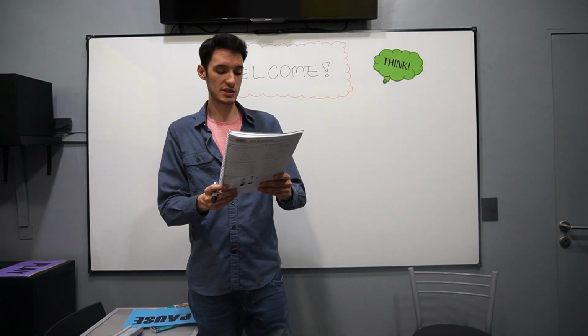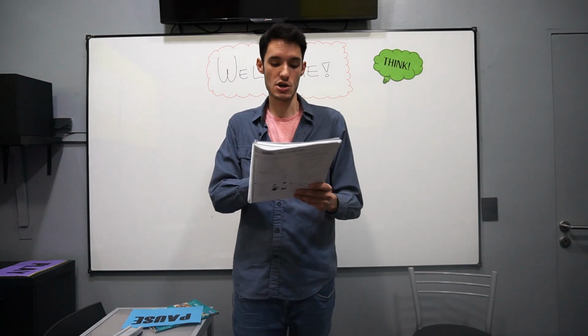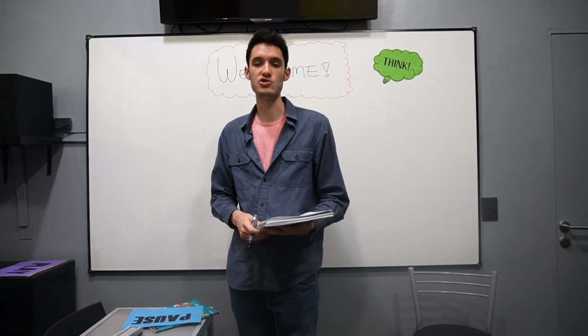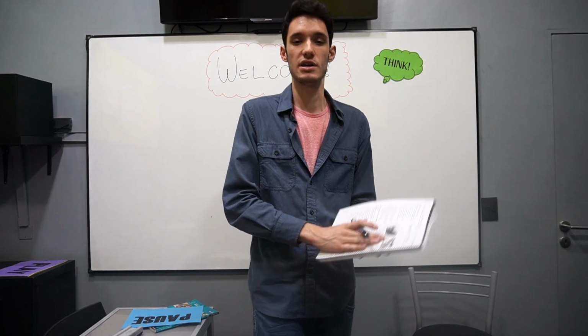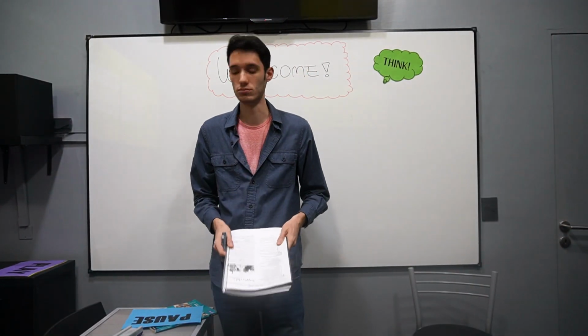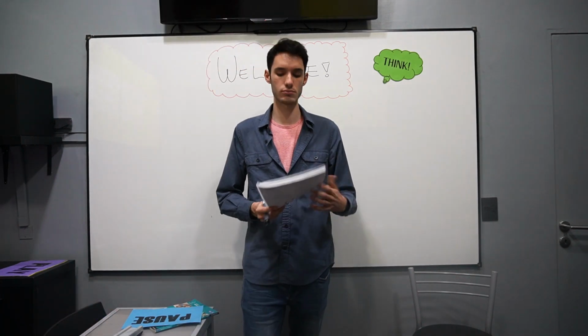So, now let's go to number 2. Okay, let's go to number 2 at the bottom. It says, reading prepositions with adjectives. It says, read the article and choose the correct words. Okay, so you will have to read this article over here. It says supper clubs, a restaurant at home.